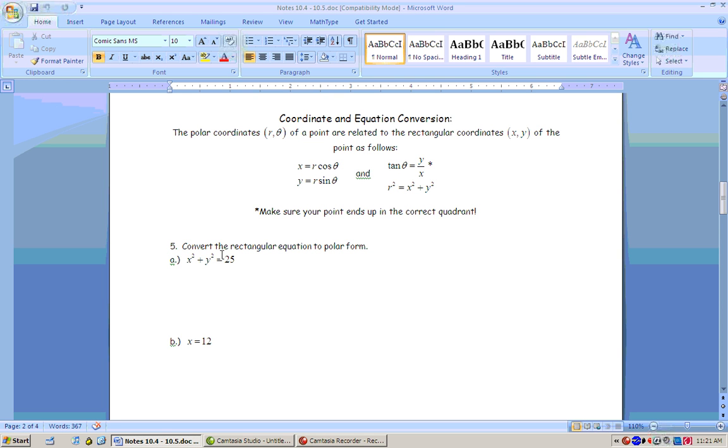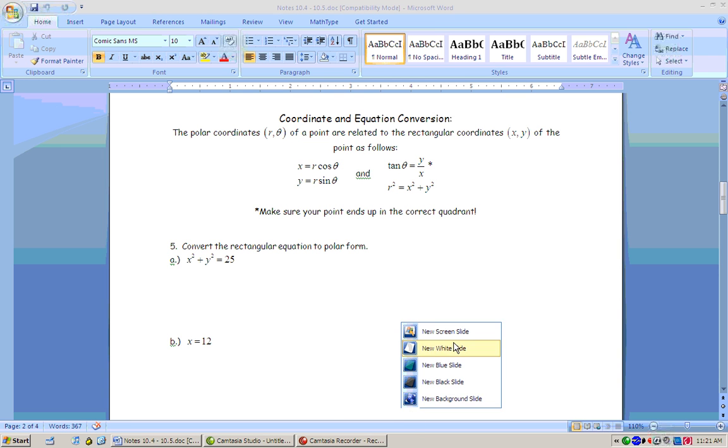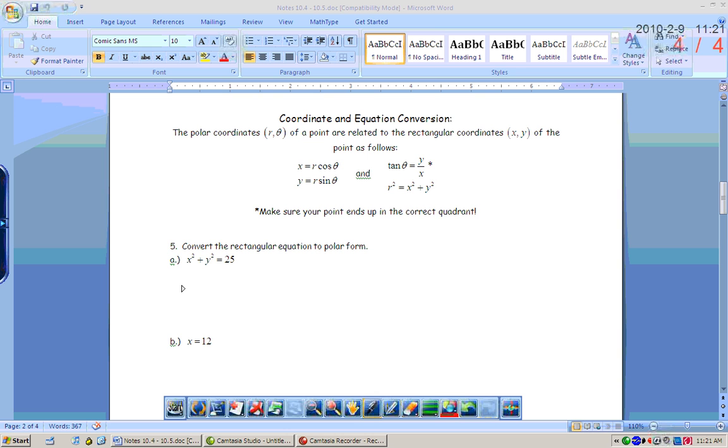X squared plus y squared equals 25. In rectangular form, what is that the graph of? It's a circle with a radius of 5. Good. So I want to change this to polar form. And that means get rid of x's and y's and get r's and or thetas in there. So what can I replace x squared plus y squared with? R squared. Yeah, x squared plus y squared is r squared. So r squared equals 25.